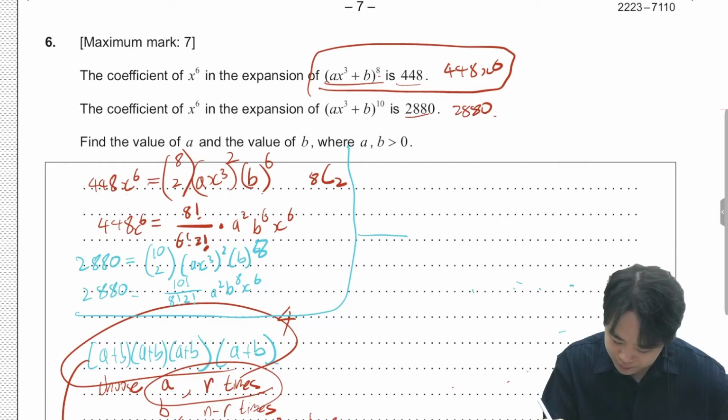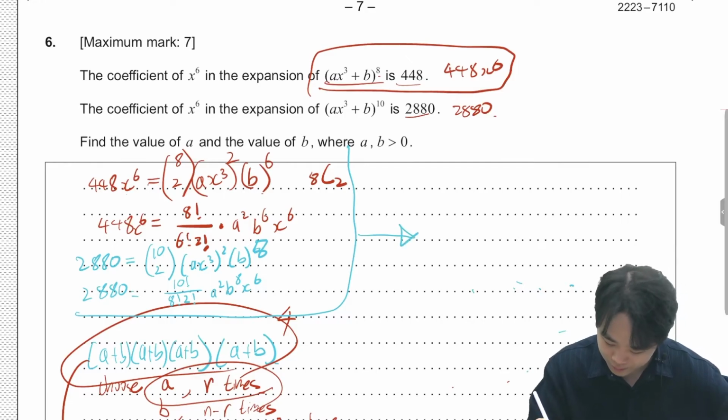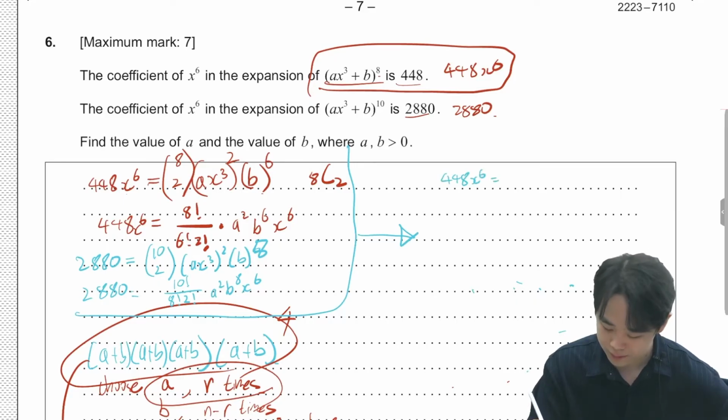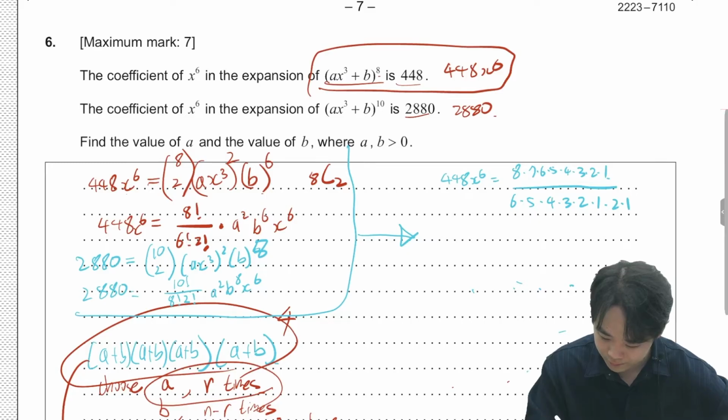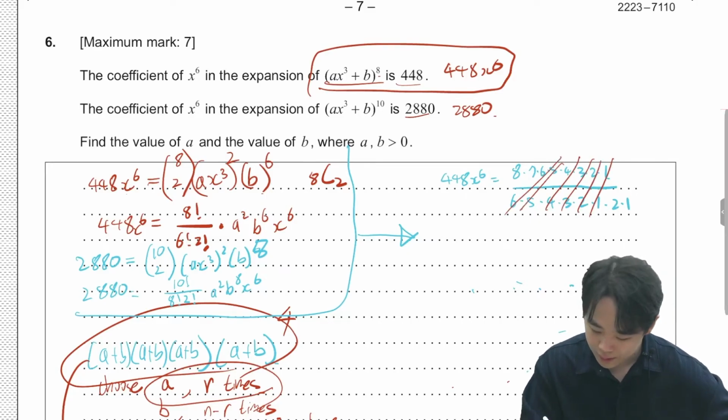So based on these 2 equations right here, we're going to have 448x^6 equals 8 times 7 times 6 times 5, 4, 3, 2, 1. If you expand 6 factorial, it's 6, 5, 4, 3, 2, 1, and then we have 2 times 1. So you can cancel out all of these terms, and we're left with 8 times 7 divided by 2.